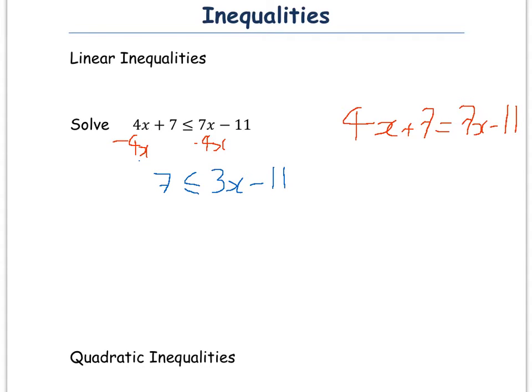Now, next step is to add 11 to both sides. If I do that, I'm left with 18 is less than or equal to 3x, and then you divide through by 3, so less than or equal to 6. So the value of x that works in this inequality is any value less than or equal to 6.